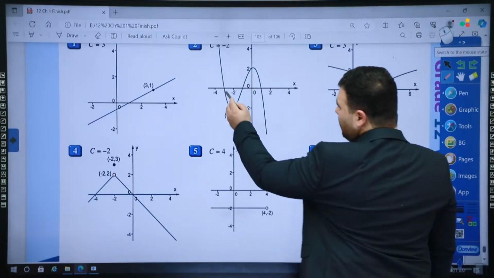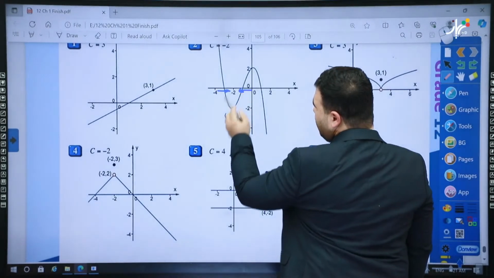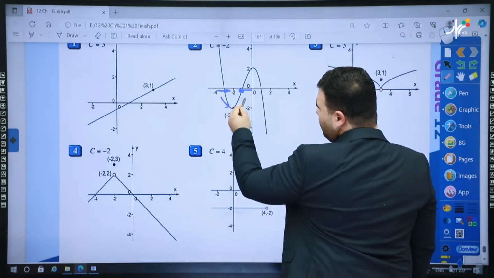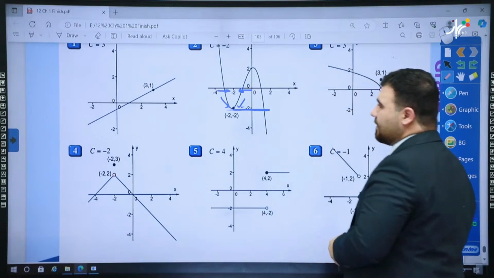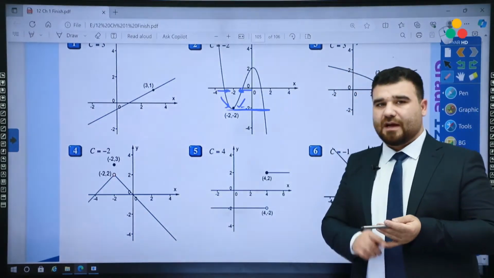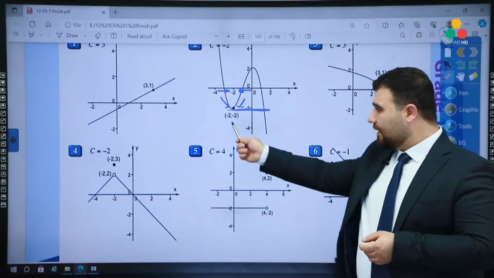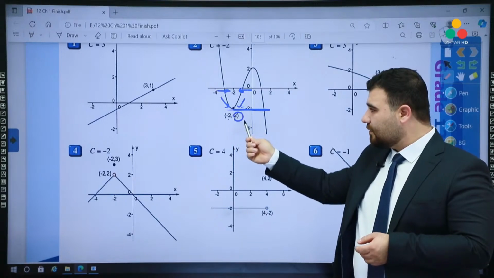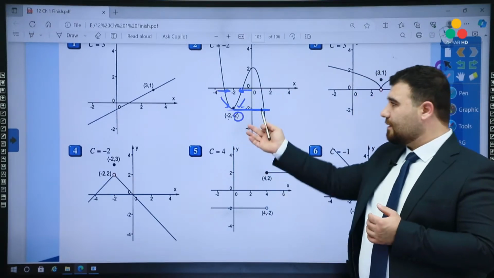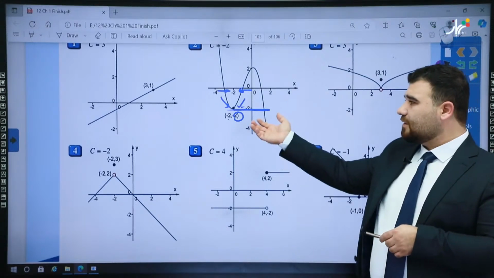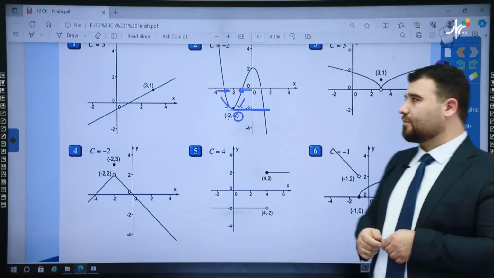If I get close to negative 2 on both sides, on the graph, on both sides, it's getting closer to negative 2. Since the limit exists and the value of the function, when x is negative 2, y is negative 2 as well, the limit and the value of the function are both equal, then it is continuous. And obviously you can see that it's continuous, it has no problem.